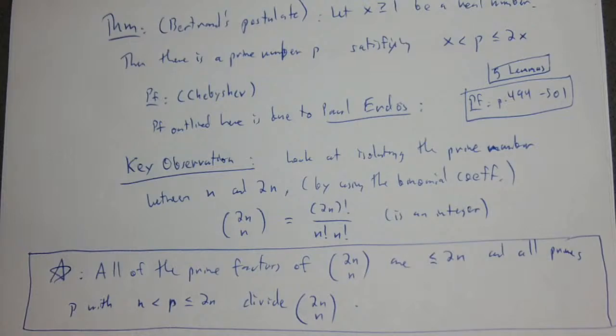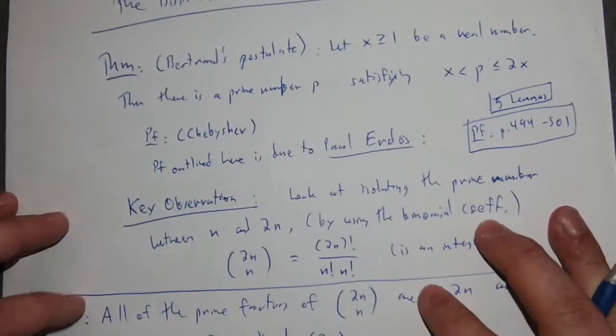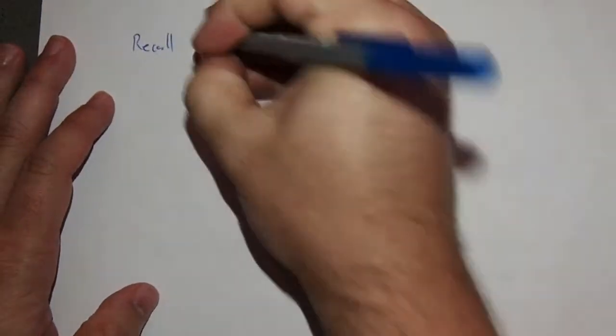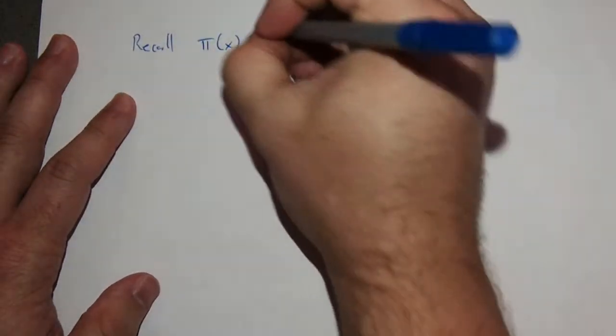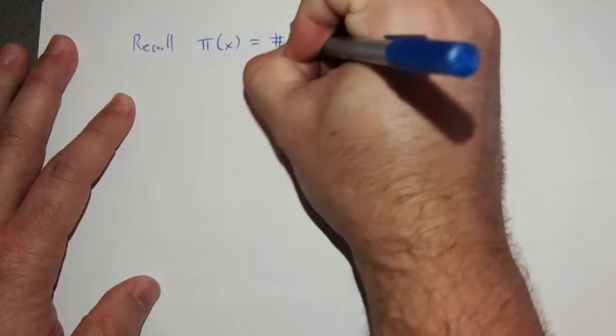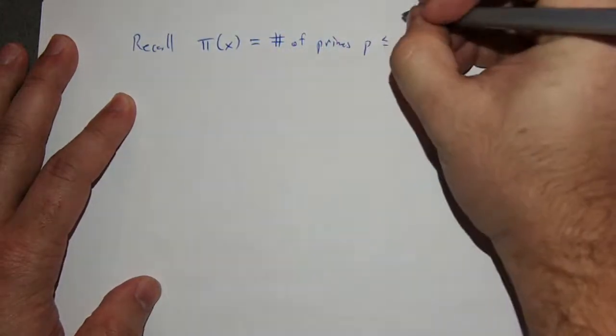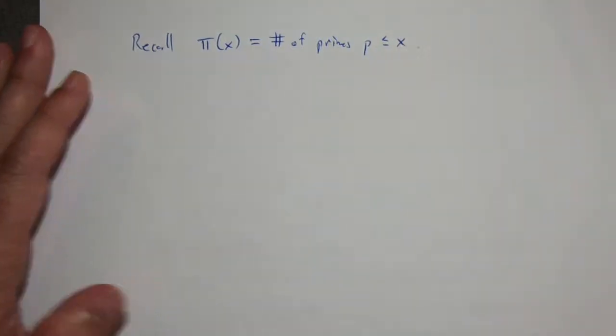So we had mentioned, you're talking about the distribution of primes, ideally even, you're talking about just straight up the number of primes less than a given number, right? So recall that we used pi of x to denote the number of primes p that are less than or equal to x. Okay.